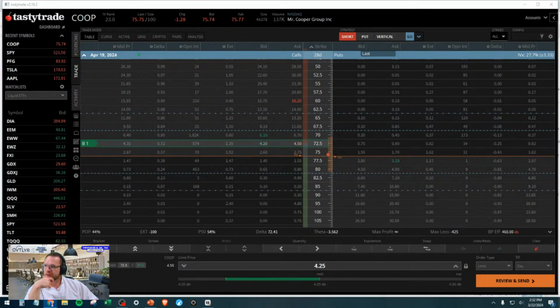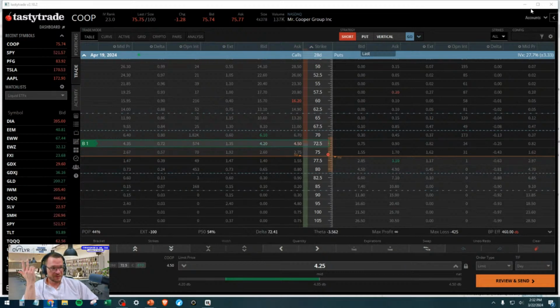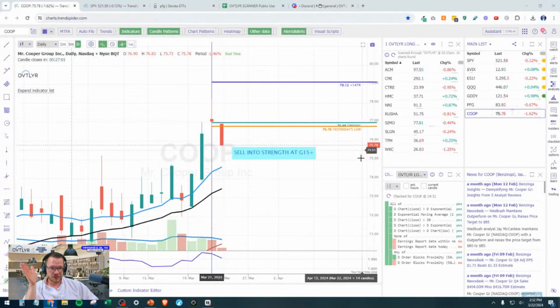Oh, I think it filled. Yes, filled at 425. Okay, I'm out of Coop at 425. My thinking too. Yeah, it could do whatever, but risk is risk. And we are looking to reduce risk every day, not take additional risk. So I'm out of Coop.